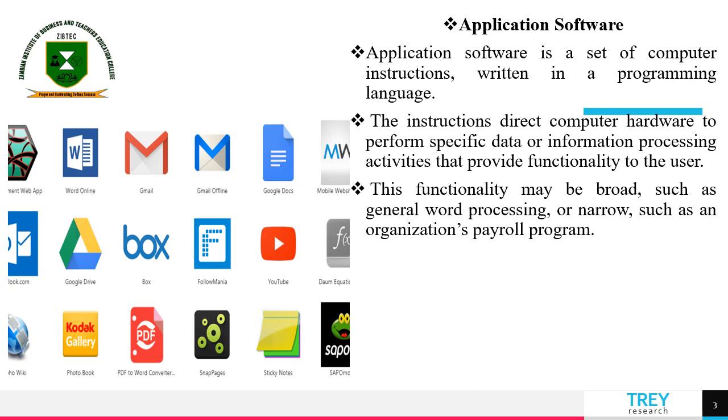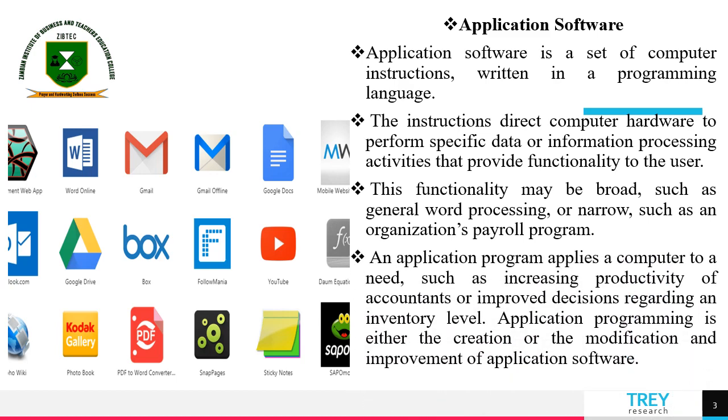Okay, let's move on now to the third point, which is saying this functionality may be broad, such as organization payroll programs. Fourth one, we are saying an application program applies a computer to a need, such as increasing productivity of accountants to improve decisions regarding an inventory level. Application programming is either the creation or the modification and improvement of application software.